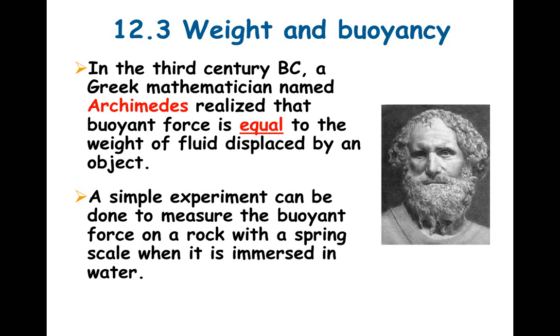In the 3rd century BC, a Greek mathematician named Archimedes realized that the buoyant force was equal to the weight of the fluid displaced by an object. He did this experiment when he put the king's crown in water and it displaced some water. The king asked him to figure out if it was made of gold or not. Supposedly Archimedes came up with this when he was in the bathtub. He filled the bathtub to the top, got in, and it overflowed, and he said, "Eureka! I displaced the same amount of water equal to my mass."